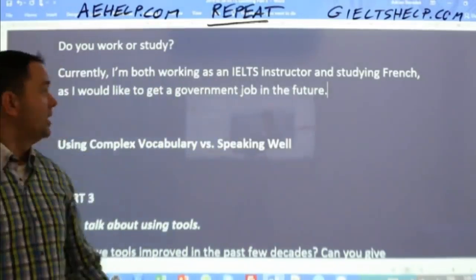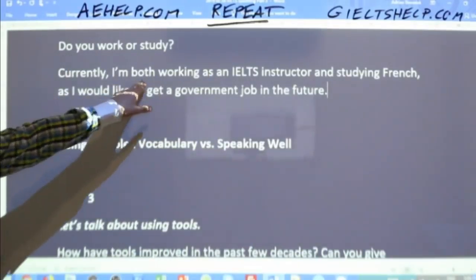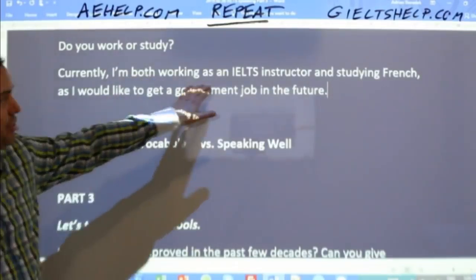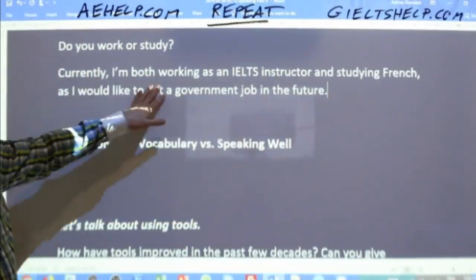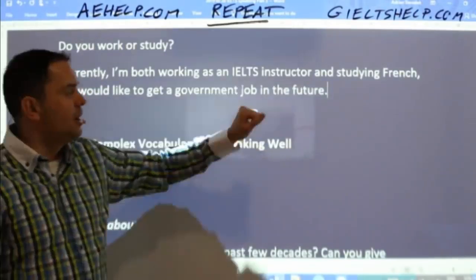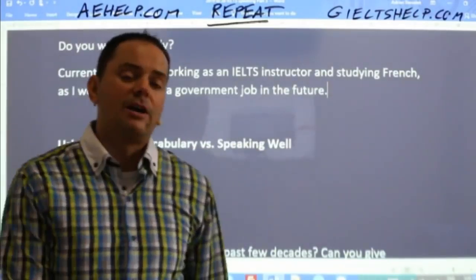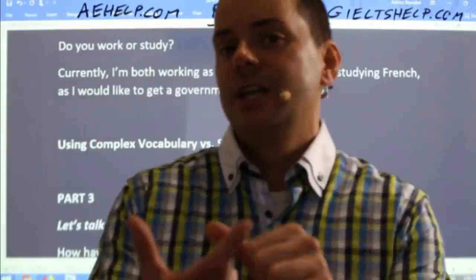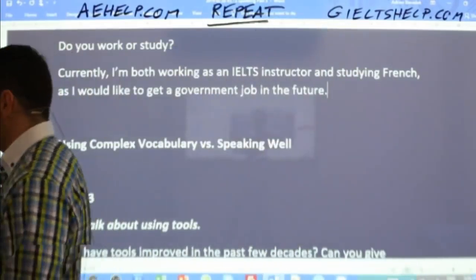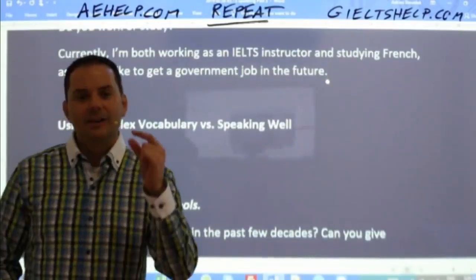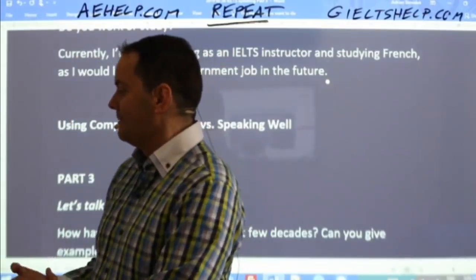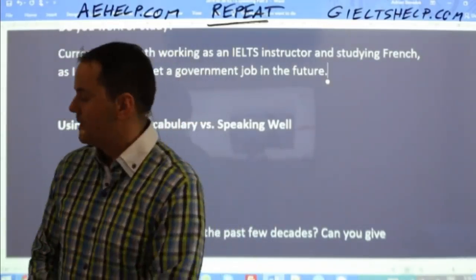Okay, here I'm also using a correlative conjunction like many of you. Those help to improve scores, so use them, both and here. Currently, I'm both working as an IELTS instructor and studying French, as I would like to get a government job in the future. In Canada, government jobs require fluency in French and in English because we are a bilingual country. Now, I'm just making that up. It's not my actual goal, and I speak a little bit of French, un petit peu, so not enough to get a government job, but that's not really my ambition. It doesn't matter. Just make up something that works.